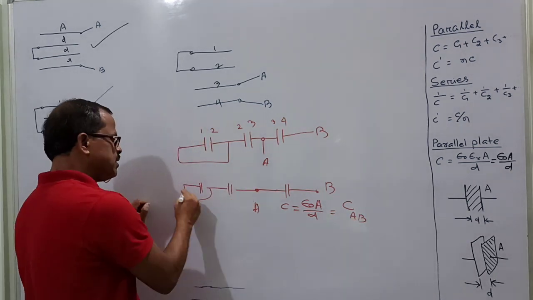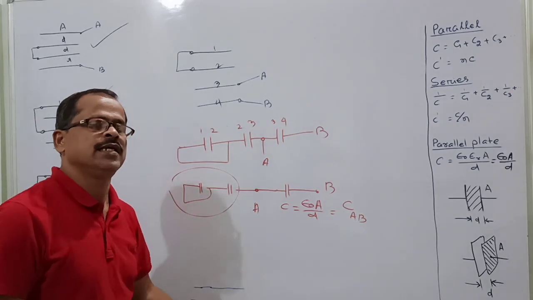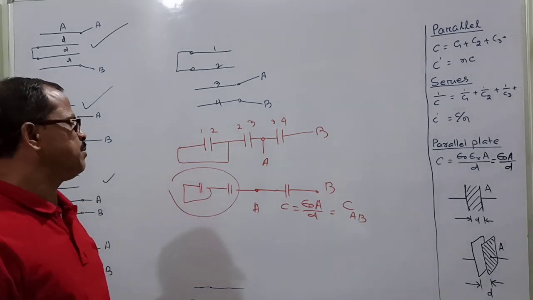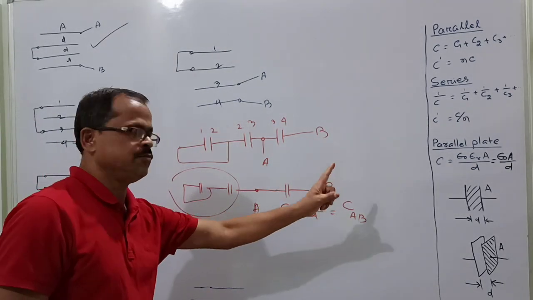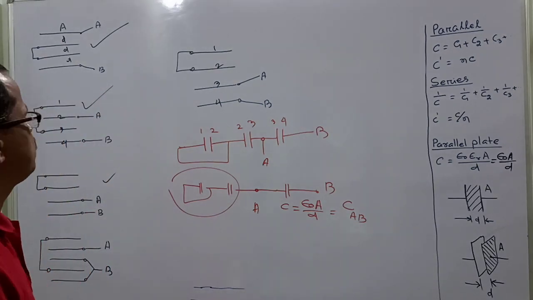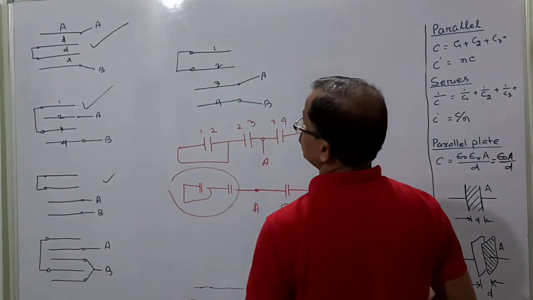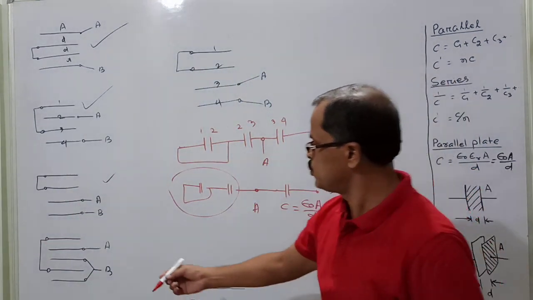So these are the capacitors, but they are not in between A and B. They are behind the two points A and B. So the net capacitance between A and B is this much, epsilon 0 A by D, the capacitance of this system. Okay, question number 3 is over. Now come to question number 4.